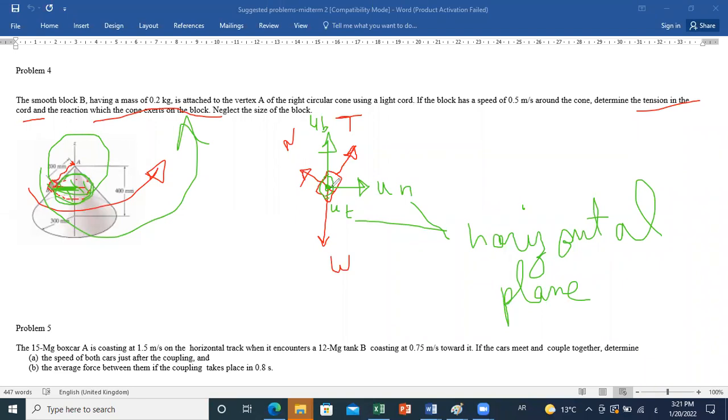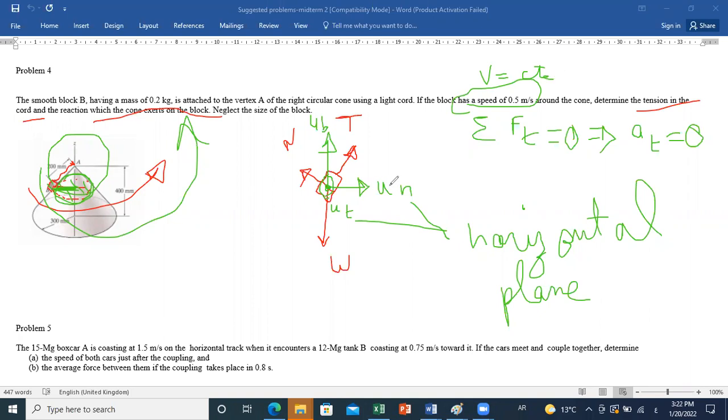Do I have any force along the UT vector, which is perpendicular to the screen? No, the weight is vertical. It's not along UT. I don't have any force along UT. And this is expected. You know why? Because your cone is moving at a constant speed. So the sum of forces along T will give me 0. And as expected, AT is 0 and the velocity is constant. This constant velocity is given to be 0.5 meters per second.